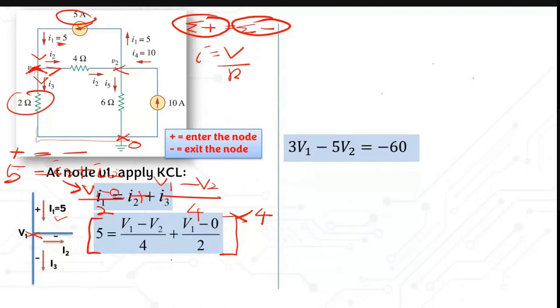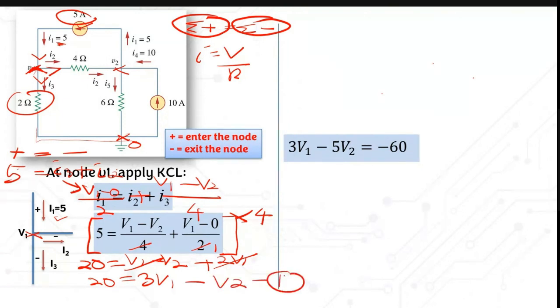I think this is a very conventional method. In order to kill this denominator, you multiply by 4, where here you will get 20 equal to V1 minus V2, plus, since you kill this denominator, you get 1, and here is 2, so you will have 2V1. And then you sum these, so you have 20 equal to 3V1 minus V2. So you have this as your equation 1.